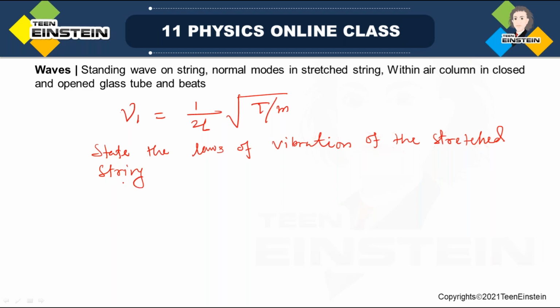So what are the laws? There are actually three laws: the law of length, the law of tension, and the law of mass per unit length. There are three laws of vibration of a straight string. First is the law of length.